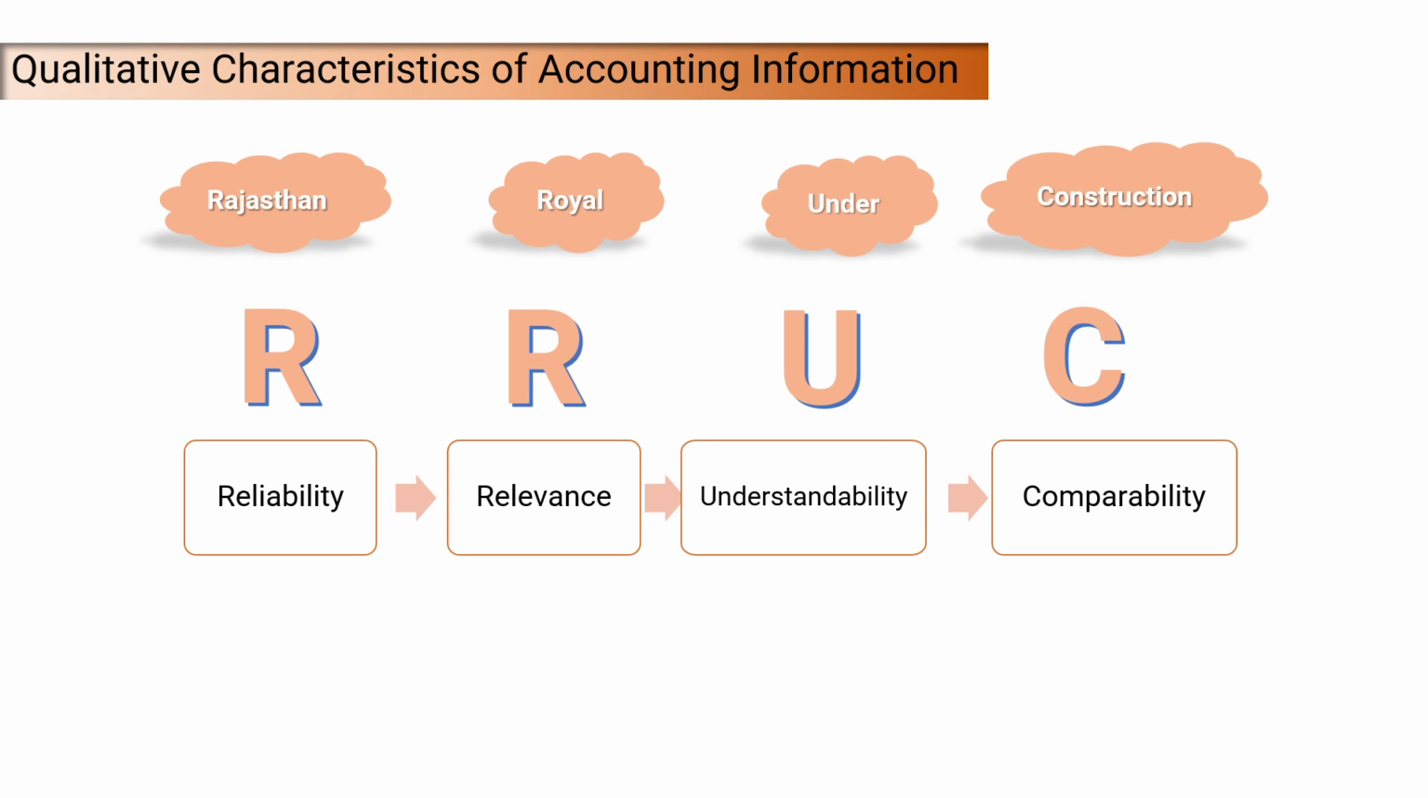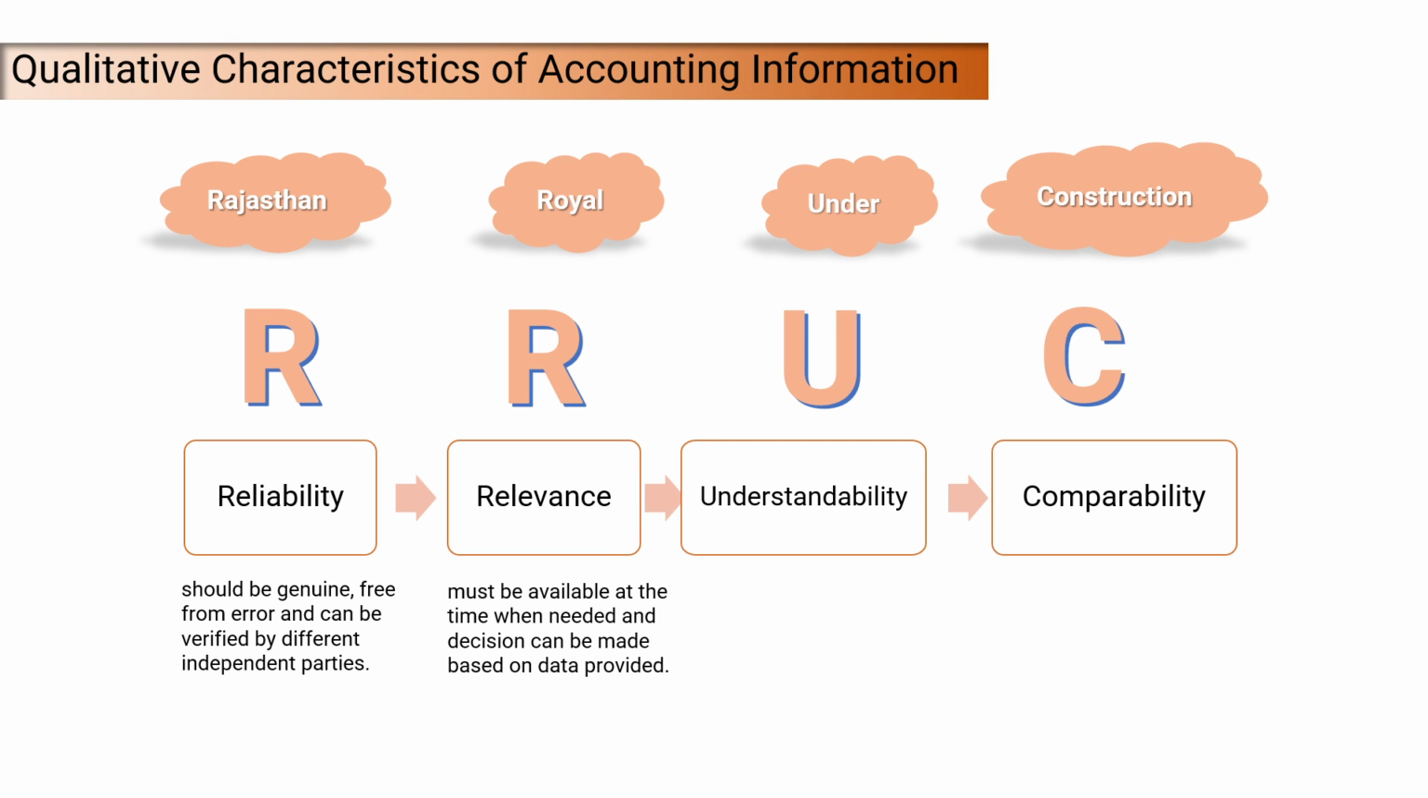So your accounting information should have these qualities. Reliability. The information provided should be reliable. It should be genuine, free from any error. Relevance. It must be available at the time when it's needed. It's not that you need the information today and you get it after a year. After a year, the information provided to you will not make any sense. So it should be available at the time when it's actually needed.